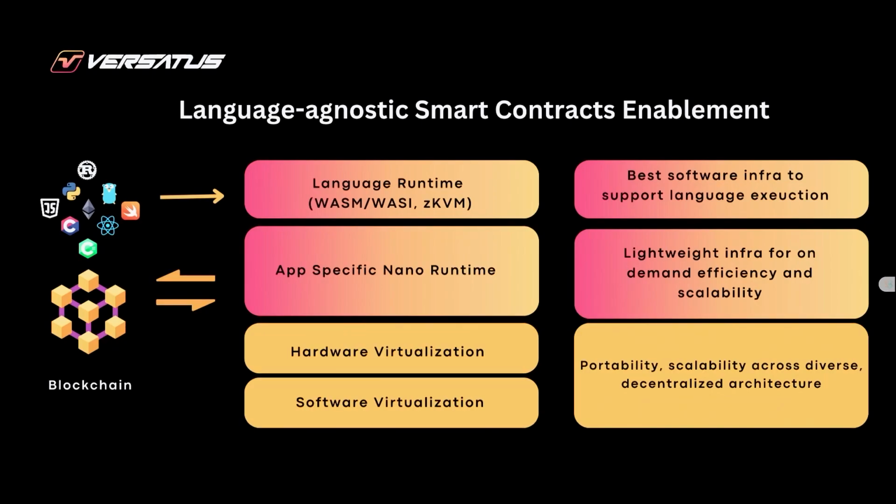This is, at a very high level, the architecture that will enable smart contracts to be built in whatever language. We have language runtime, which is the software infrastructure to support whatever language so it is able to execute well. Then you have our app-specific Nano runtime, which translates to very lightweight infrastructure to help the efficiency aspect. And then you have hardware and software virtualization that helps the portability aspect of being able to interact with various chains that also have decentralized architecture.